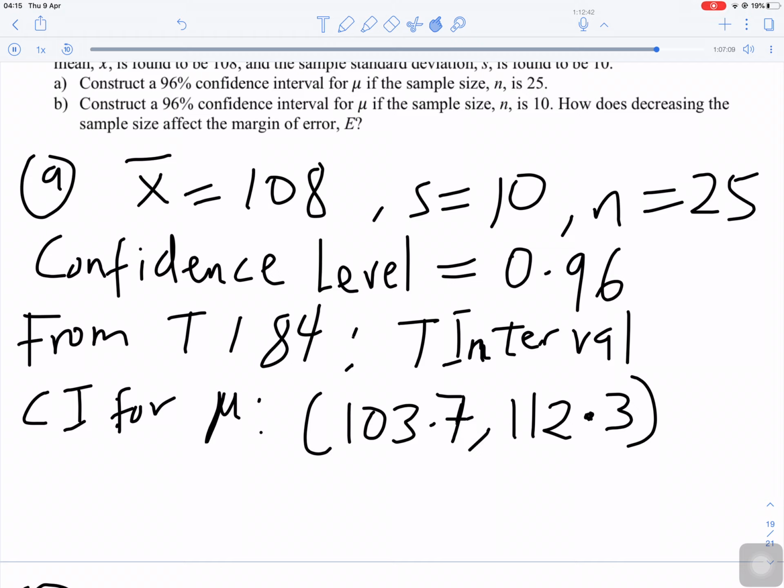Then we calculate, and our outcome to one decimal place is 103.7 on the lower bound, and then 112.3 for the upper bound. So this gives us our confidence interval with the constraint of 99% confidence and a sample size of 25. Now, B is a similar question, but this time around we have the same confidence level, but a sample size of 10.